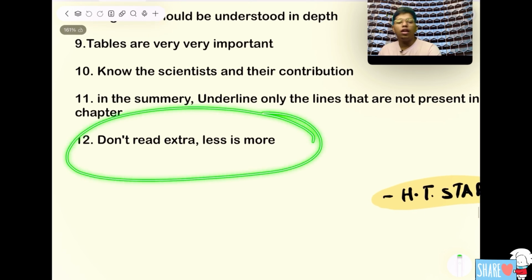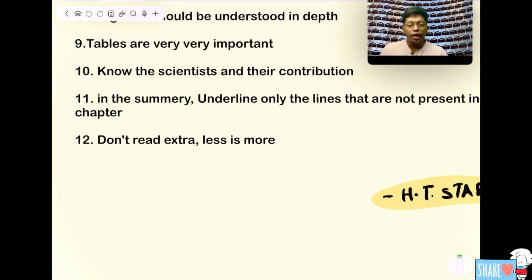Finally, don't read extra. Less is more. Many of them say that NCERT is not enough, and that other than NCERT you should study other books for extra knowledge. As for my advice, definitely there is nothing to study other than NCERT. NCERT is a must. NCERT is enough, more than enough, I will say. Don't need to worry about other books and all.